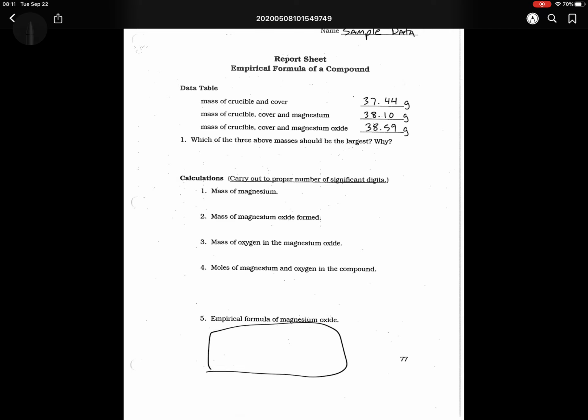Now, there's two kinds of errors that typically happen with this lab. The first error is that people don't heat their magnesium long enough. This usually leads to not enough oxygen getting mixed in, and so you end up having too much magnesium that never reacted. This is one of the errors. It ends up, like I said, giving you too little oxygen.